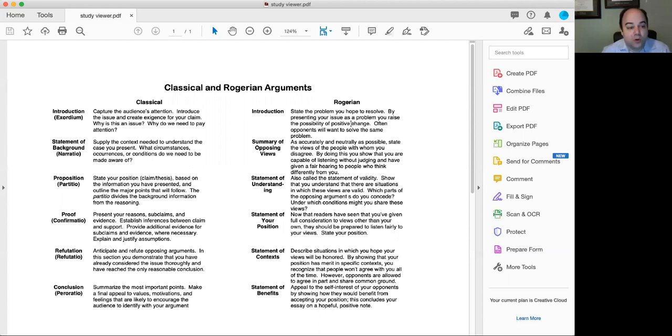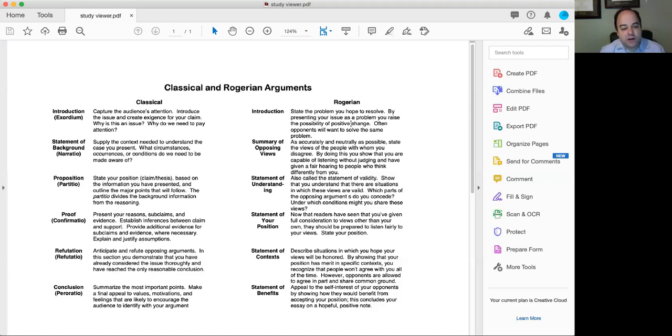ground as its goal. In a classical argument, the introduction is going to capture the audience's attention. It's going to introduce the issue and create what's called exigence for your claim, meaning you establish that this is something we need to act upon urgently in some way. Then you go into a statement of background. You talk about circumstances, occurrences, and conditions we need to be made aware of. You educate the audience on the topic so that they can understand your point of view.